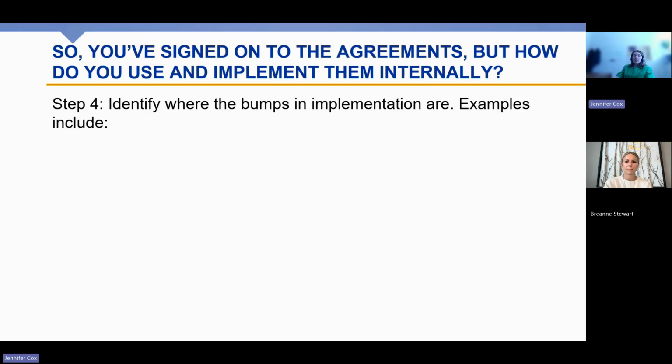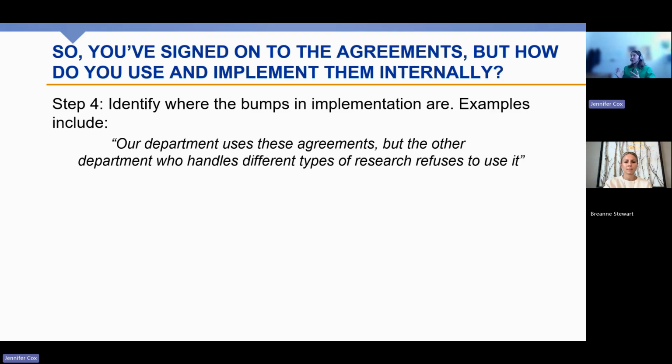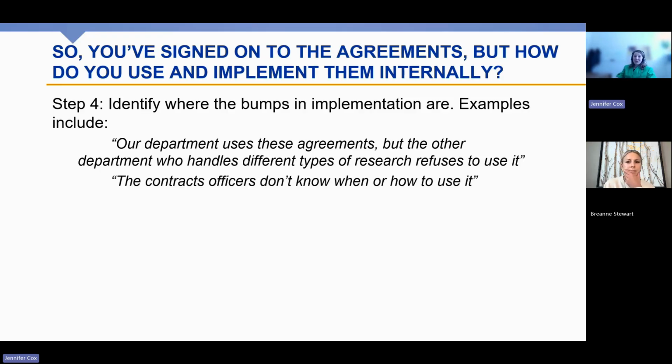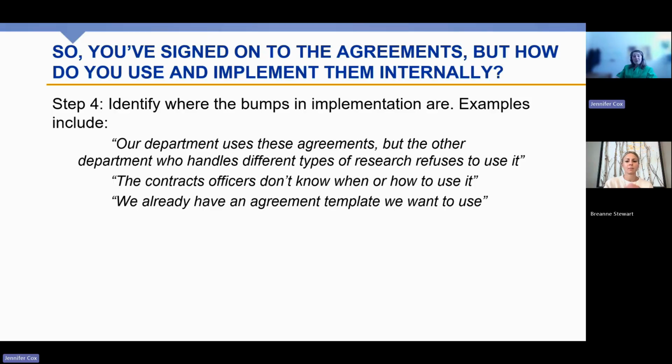And step number 4, you want to identify the bumps in implementation. This is one of the areas where myself and Brianne, the people at ACT, can help you figure things out. So bumps in implementation could be that there are multiple departments. Maybe one department's using it, but the other department doesn't want to, or is confused, so there's a discrepancy in how much it's being used. Maybe your contracts officer is really confused and doesn't know how to use it and just needs some more help. Maybe you already use an agreement template and you don't want to move away from it.